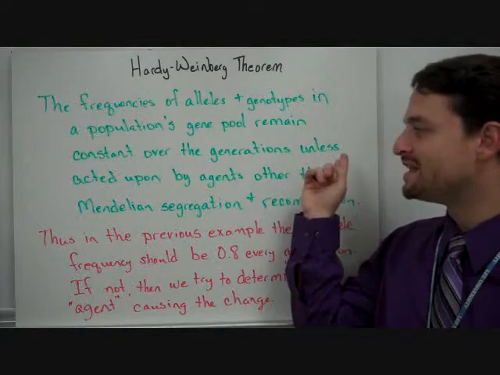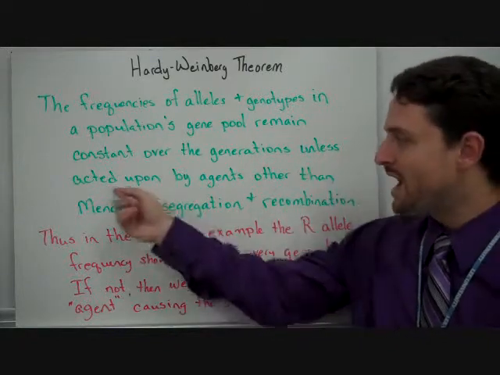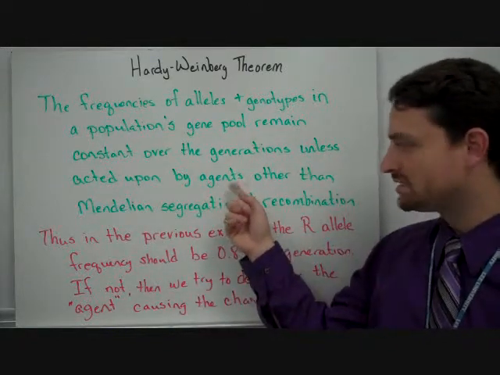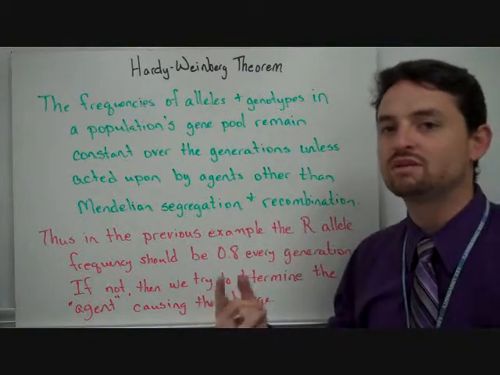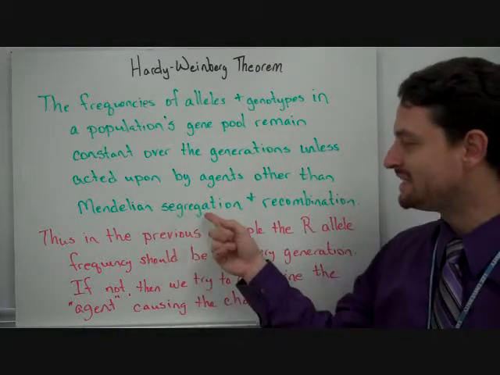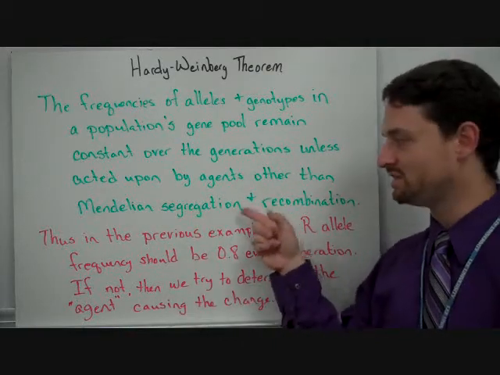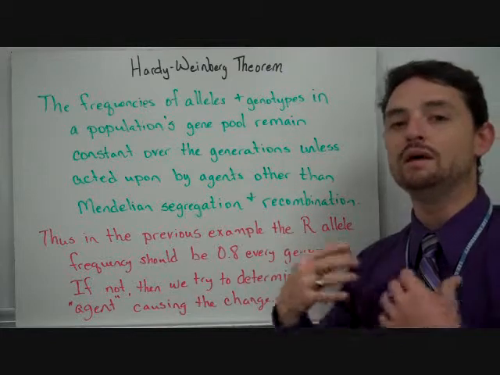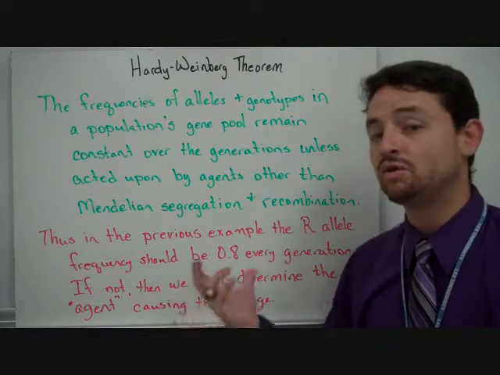This is what they said: the frequencies of alleles and genotypes in a population's gene pool remain constant over generations unless, and this is a big unless, acted upon by agents, and agents would be a number of things. We'll look at what those are. We'll actually define those in a minute. Other than Mendelian segregation and recombination.